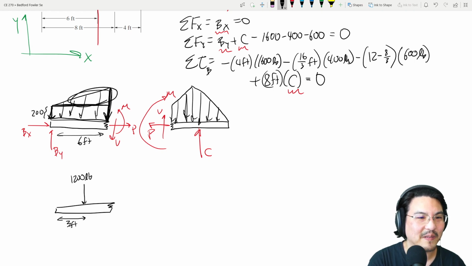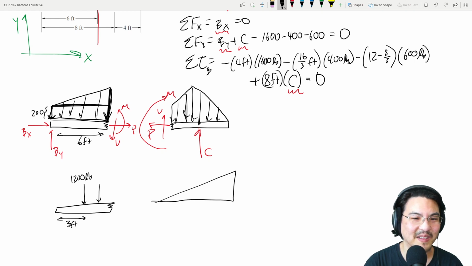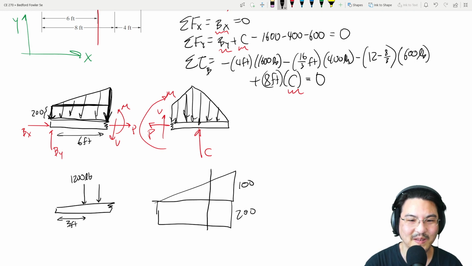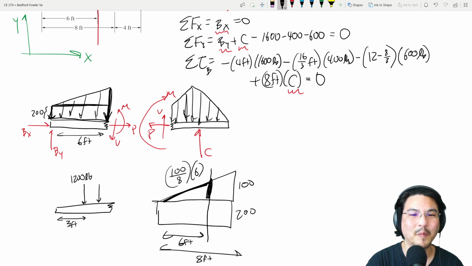Okay, now this triangle, what is the area of the triangle? I shouldn't have erased what I just had there. So it looked like this. Again, this is 200, this is 100, but then we chopped it right here. Here to here is 8 feet. Here to here is 6 feet. What was the slope? 100 over 8. So here to here is 100 over 8 times 6.